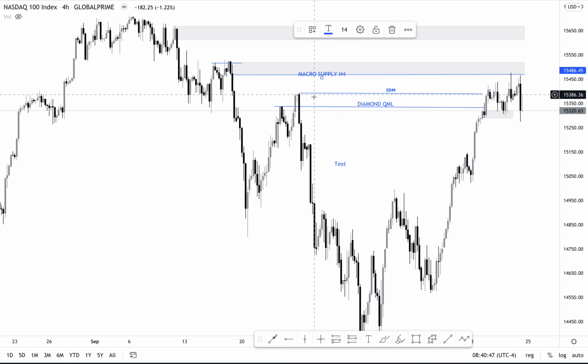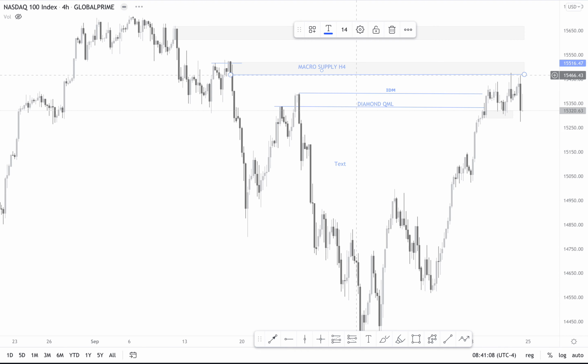I have to go to M15. When I find the macro zone on H4, I have to go to M15 to see how I'm gonna get my entry. If you haven't watched that video, go to my YouTube. You see there is a video about the supplier zone. This is why I explain all this stuff, how you need to check this time stuff. Then I go to M15 from here.